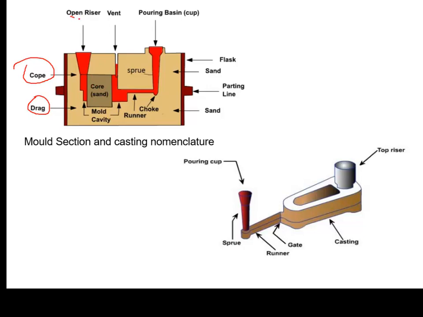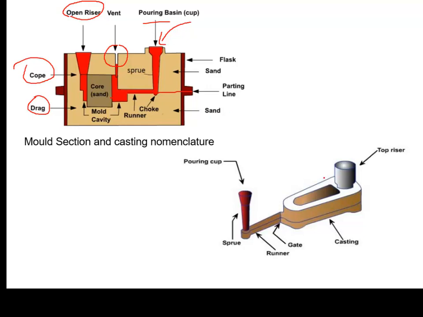This is the open riser, which is used for ensuring that the liquid metal completely fills the mold cavity. This is the vent, which is used to let out all the gaseous particles and air. This is the pouring basin, from where the liquid metal is poured into the flask, and all the yellow colored things are sand. This is the parting line, meaning the center line of the cope and drag box.